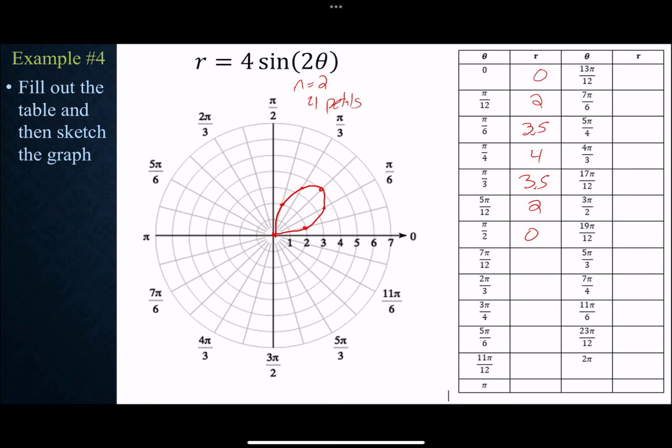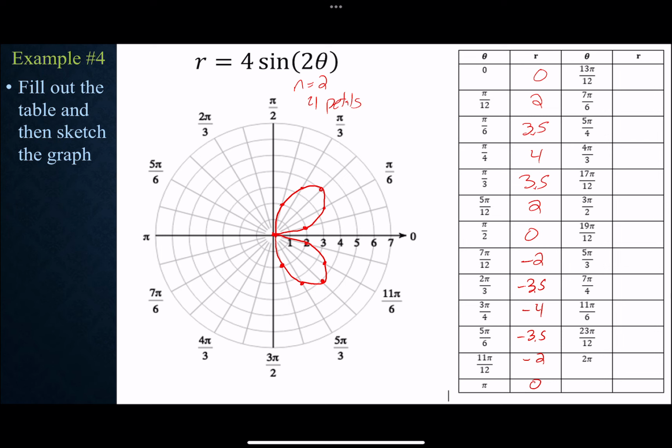So you're going to see 7 pi over 12 is now negative 2, so that's negative 3.5, negative 4, back to negative 3.5, back to negative 2, back to 0. So it's negative, so it's going to be essentially over in the 4th quadrant, those locations. So 7 pi over 12, the negative 2, 7 pi over 12 is going to go over here. And then the negative 3.5, negative 4, negative 3.5, negative 2, back to 0. So here's the next petal.